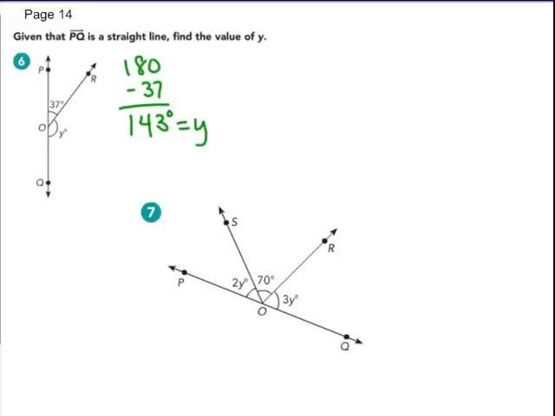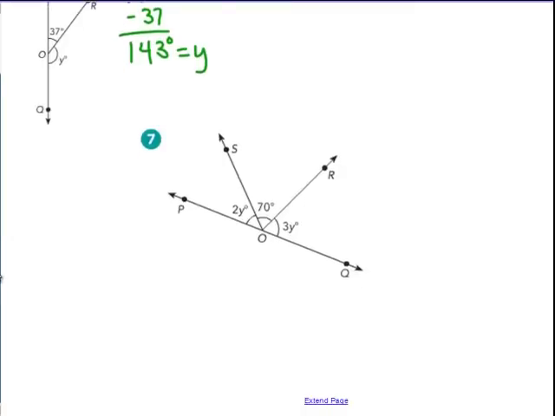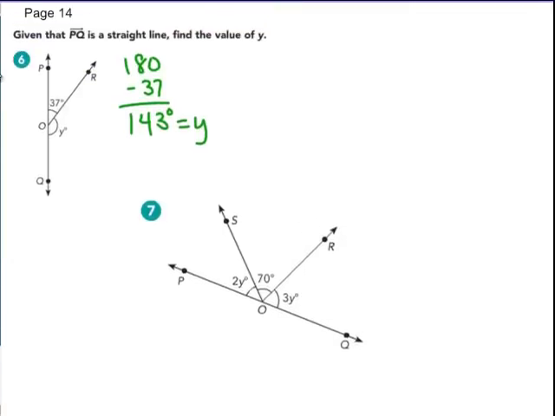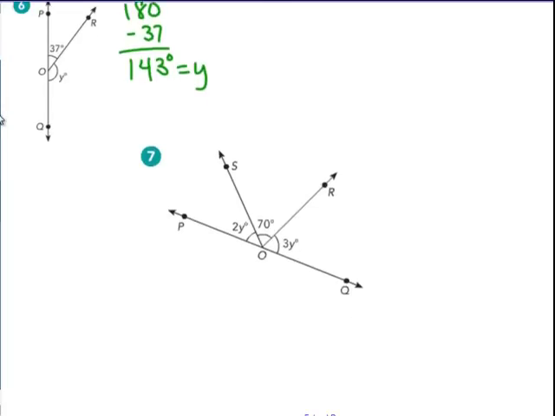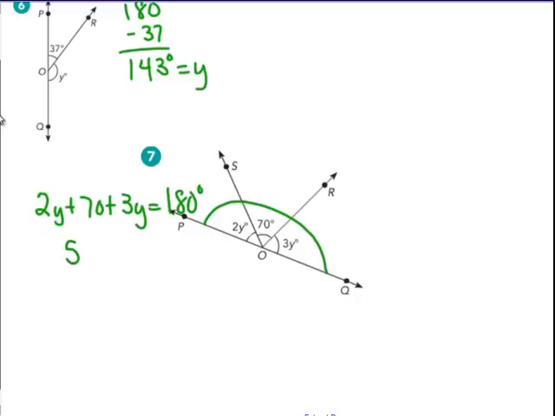In example 7, however, you have some like terms here. These are not supplements, but they do add to 180, because they told you that line PQ is a straight line. So straight line, all of this has to add to 180 degrees, that half arc there. So to solve this, you're going to add 2y plus 70 plus 3y has to equal 180. So 5y, like terms, plus 70 equals 180.